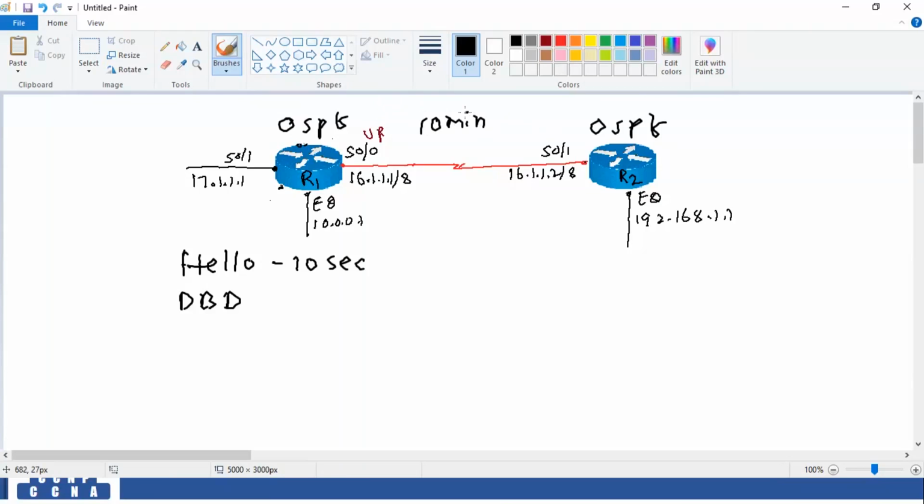I repeat, OSPF is established in R1 and R2, everything is up and running. It has been 10 minutes but no changes happened. Can you see any updates? No updates, because it supports incremental updates: only if there is a change does it update. It has been 20 minutes, no changes. Any updates? No. It has been 30 minutes, no changes. Any updates?